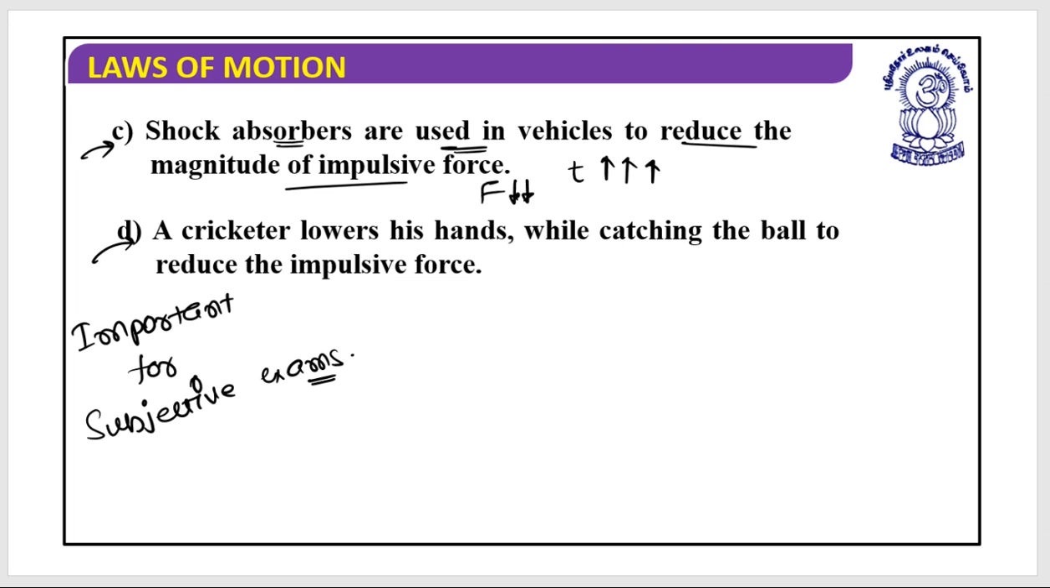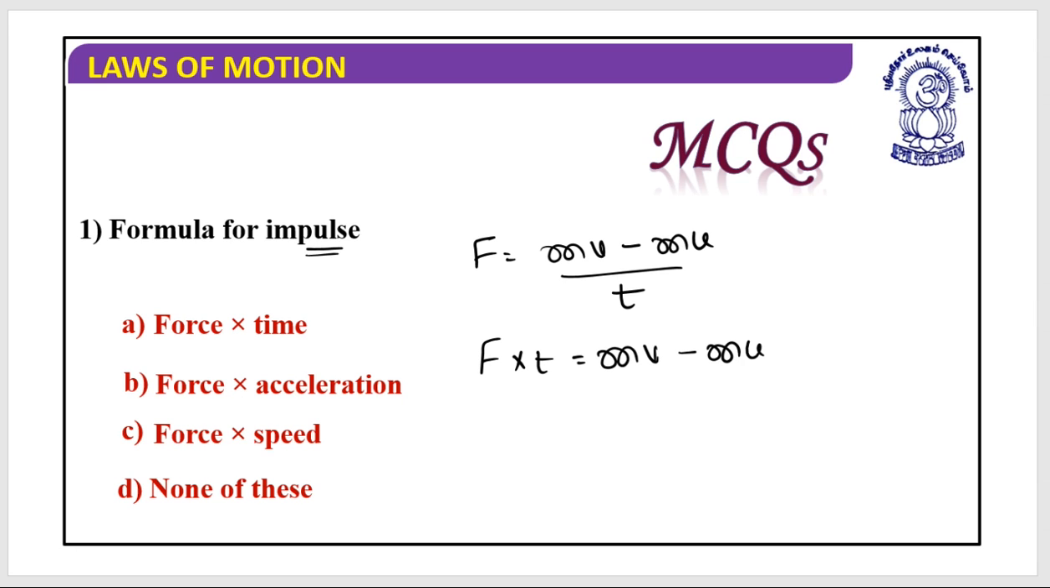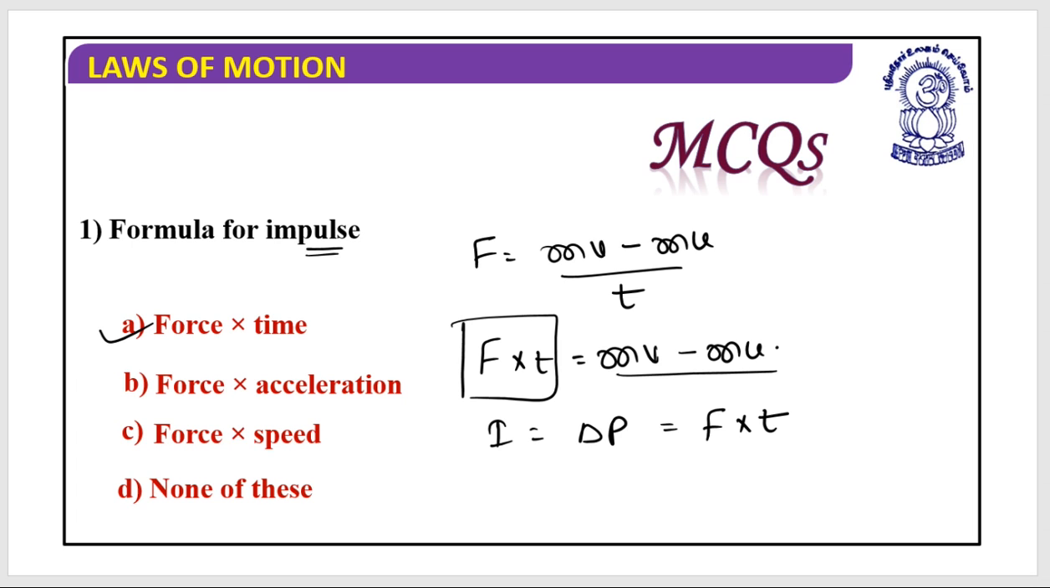Yes, let's now look at the MCQs. Formula for impulse. What is it? We say F equals mv minus mu divided by t, and if I write it as F into t, it could be written as mv minus mu. This F into t, this I, could be written as delta p, the change in momentum, or F into t. So here the given answer is force into time. If one of the options were change in momentum, even that would be the answer. So this could be force into time, or change in momentum. I hope these things are clear.